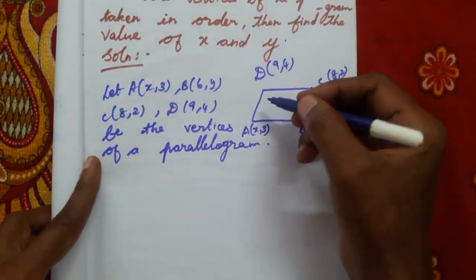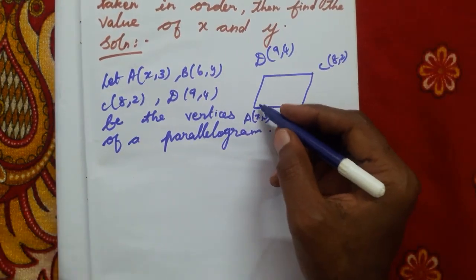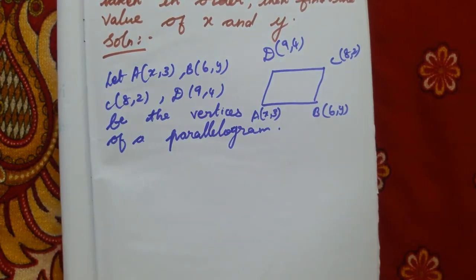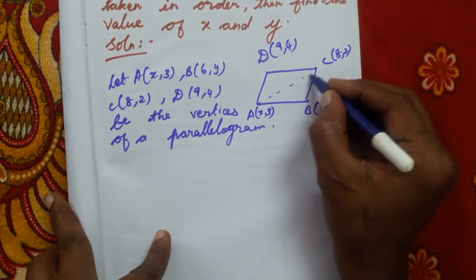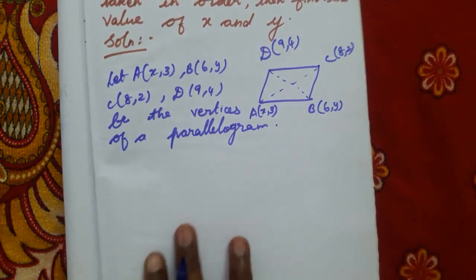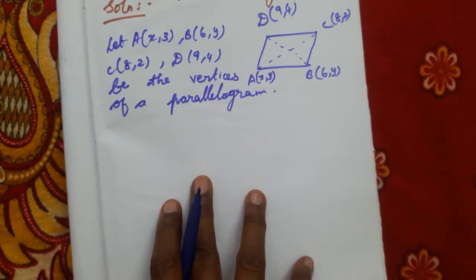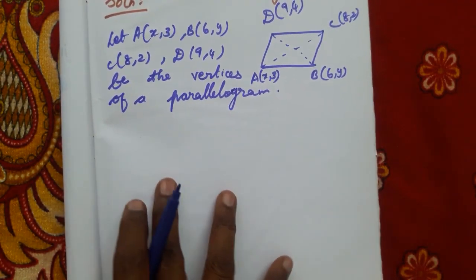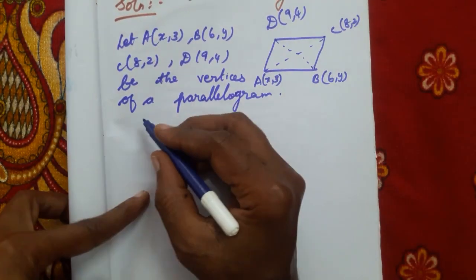We know that in a parallelogram, as we learned in the previous class itself, the diagonals bisect each other. Therefore, midpoint of AC is equal to midpoint of BD. By definition, diagonals AC and BD bisect each other.